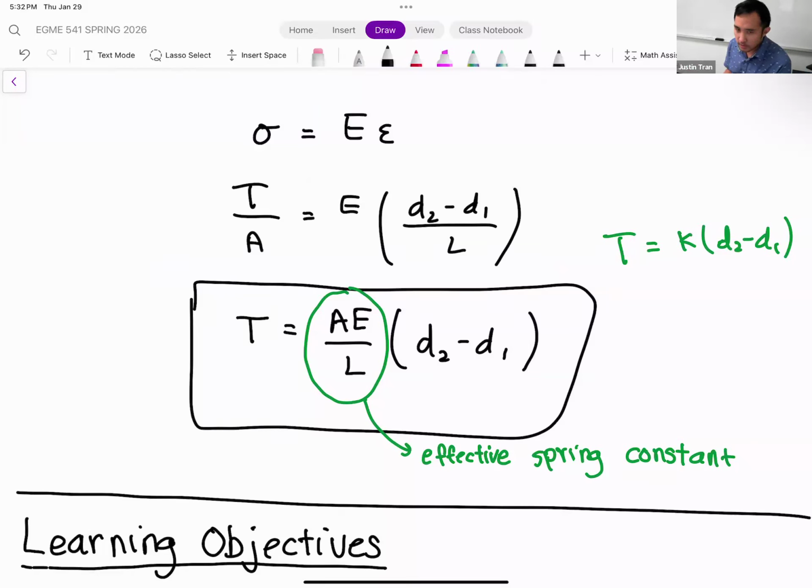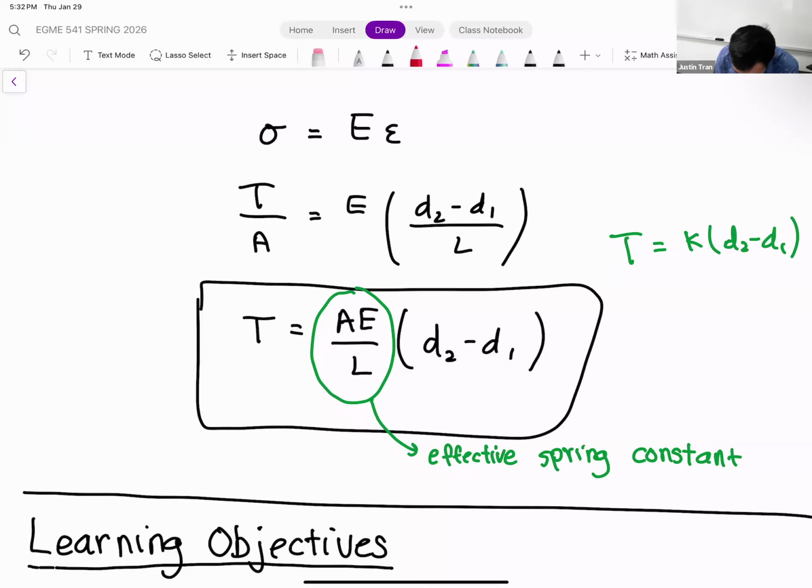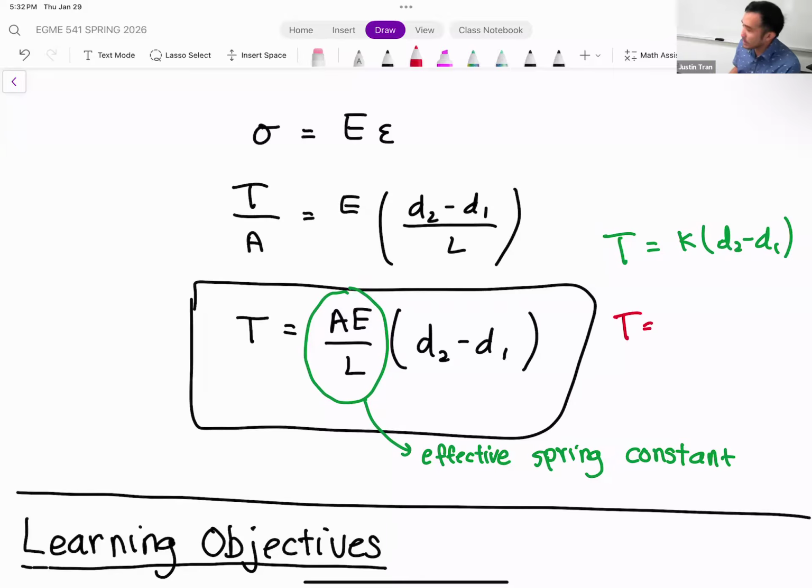The last thought I left you with on Tuesday was that this equation looks very similar to our spring equation. If you think back to last week when we derived the equation for a spring, we said the tensile force in a spring under the exact same conditions was equal to K times D2 minus D1.